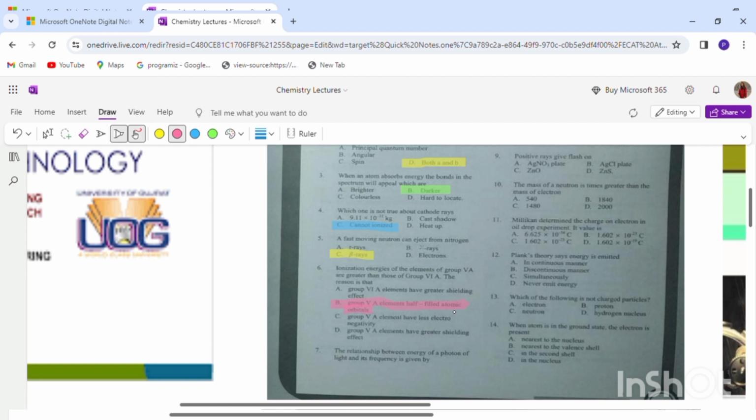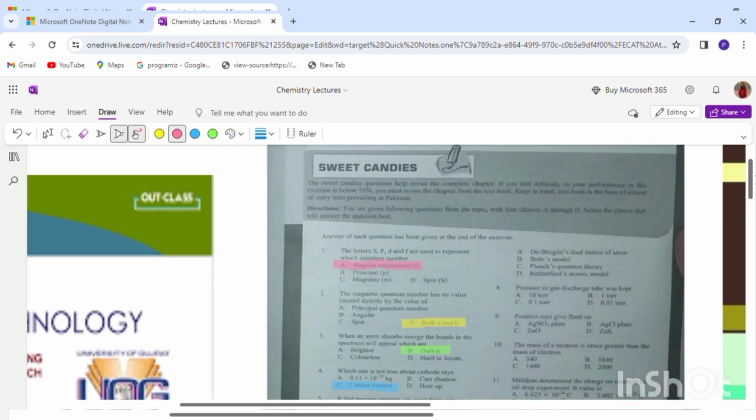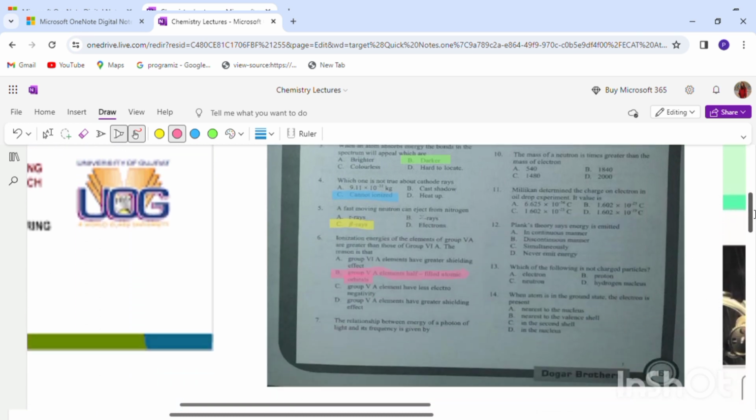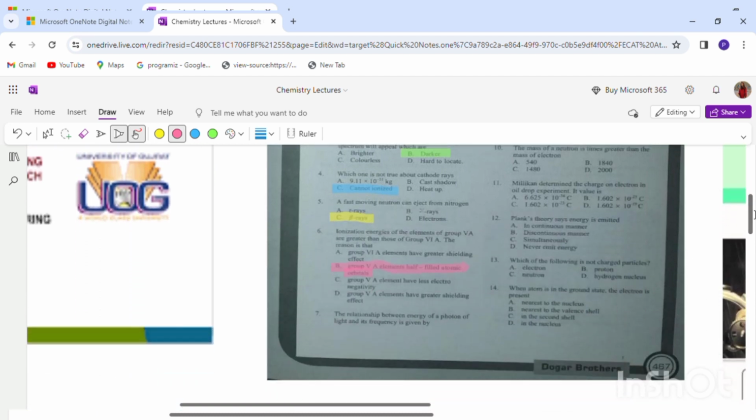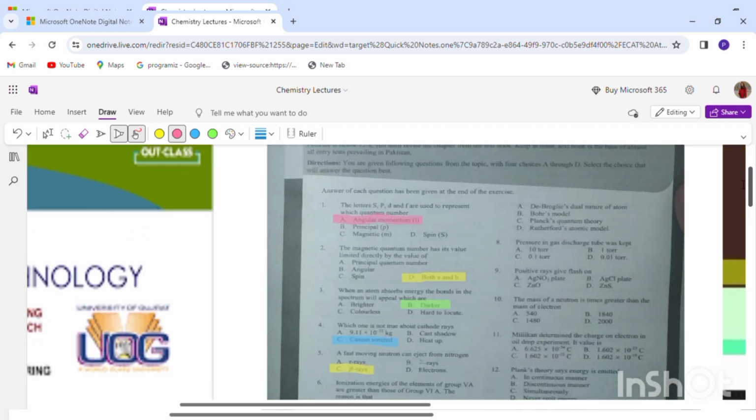Alright, what are they asking us in the seventh MCQ? The relationship between the energy of a photon of light and its frequency is given by. Let's read the options initially so that we can identify. Let's read the statement again: the relationship between the energy of a photon of light and its frequency is given by. Wait, let's read the options now.